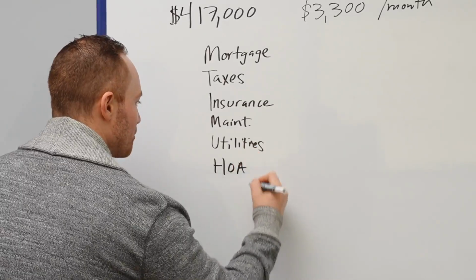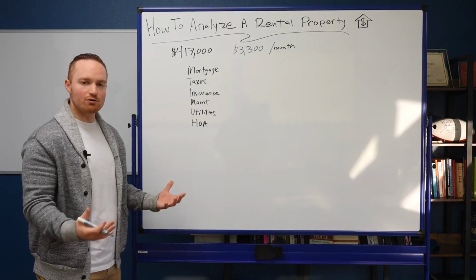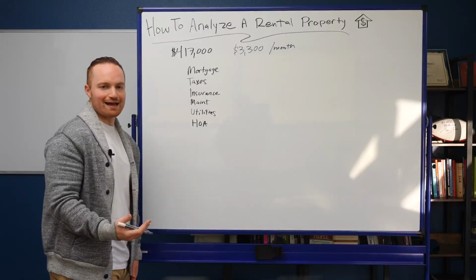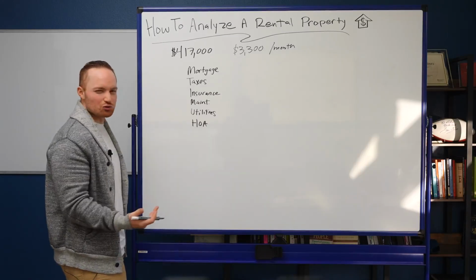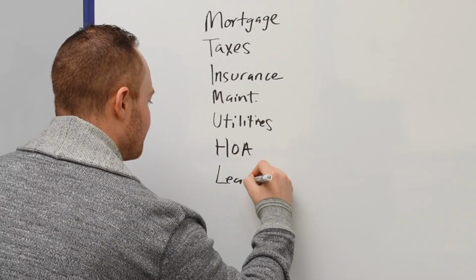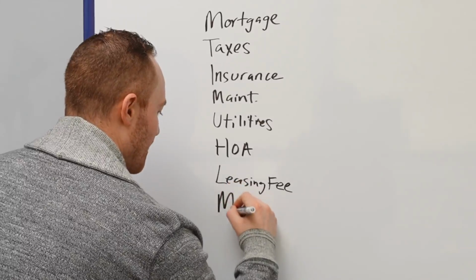You might also have an HOA. If you're buying a property like this one, which was in a homeowners association, or if you're buying a condo to rent, then you're going to have these types of fees, which are usually paid monthly or quarterly. You might also have a leasing fee, if you're using a leasing assistant. You might have property management.